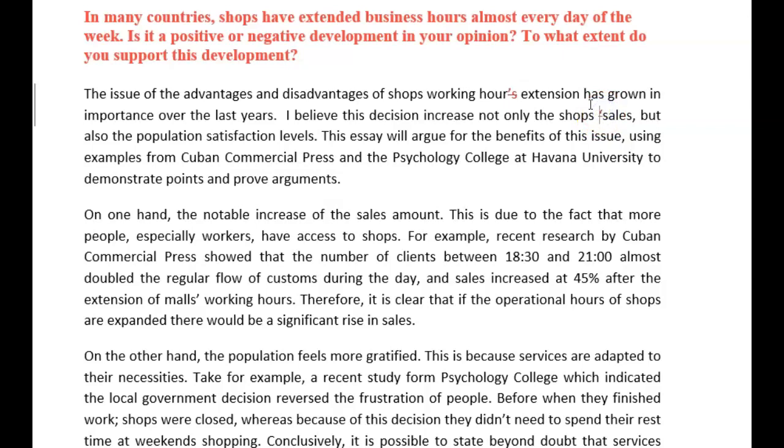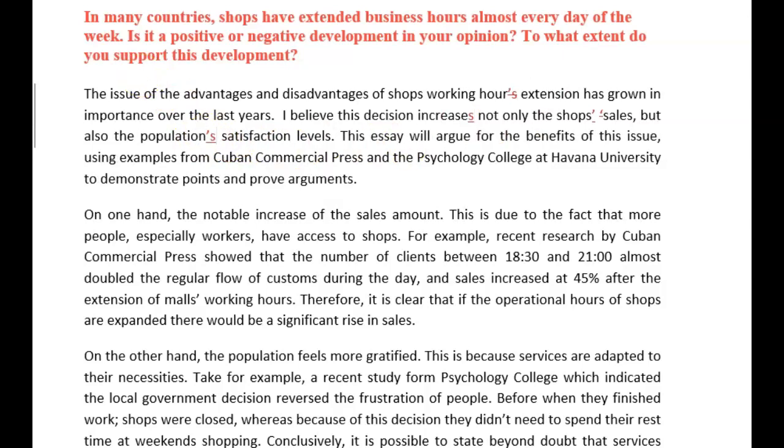Okay, the possessive shouldn't be here. It should be right after the letter S. This decision increases or will increase. It really depends on what you want to say. But if I were you, I would rather use will or would increase. But also the population's satisfaction levels.